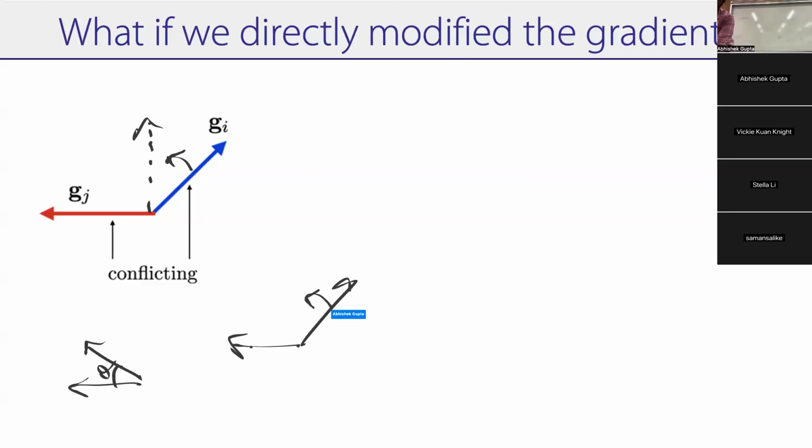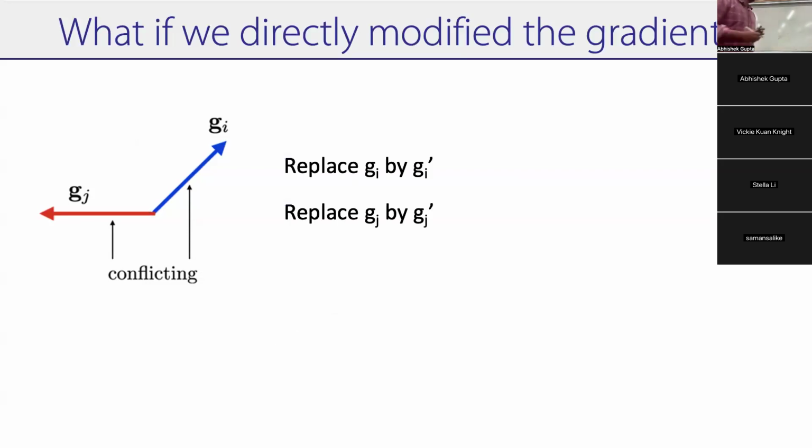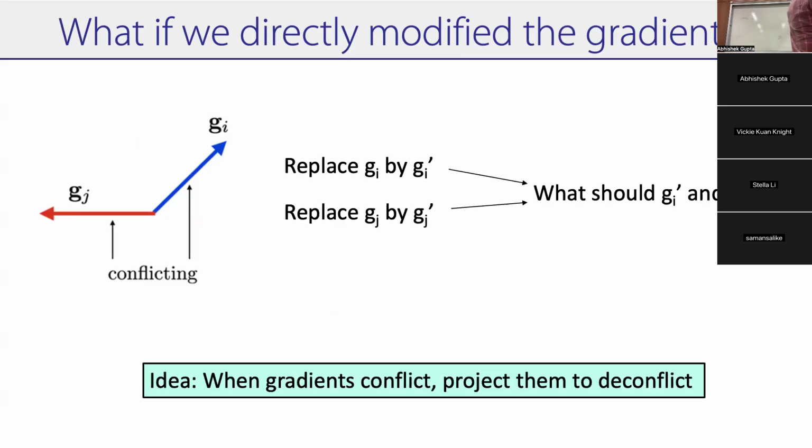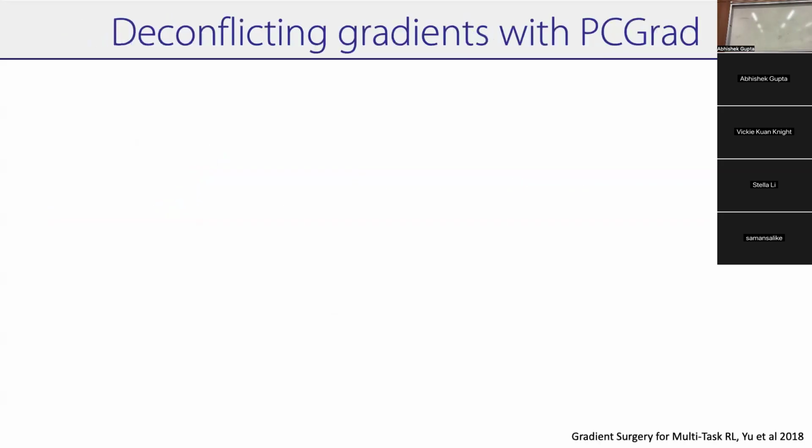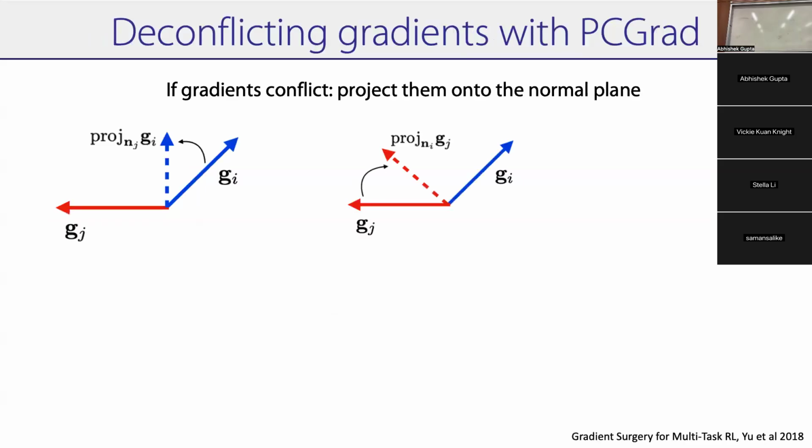So you project it onto the normal, right? And so then you get things that are no longer conflicting. And so you're going to try and replace GJ by a projection and GI by a projection, right? So the idea is when you have things that are conflicting, project them to deconflict. So we're going to just take GI, project it onto the normal with GJ, and project GJ onto the normal with GI. And so the point here is that you're modifying the gradient, like Rico was saying. You're losing some of the convergence rate, but you're not completely not going in the direction you wanted to go.